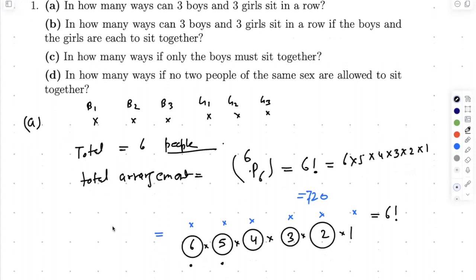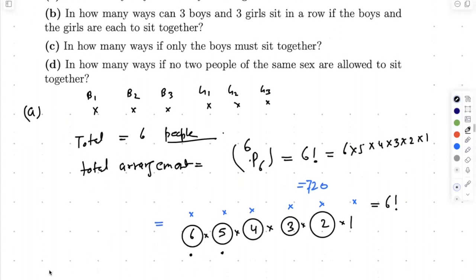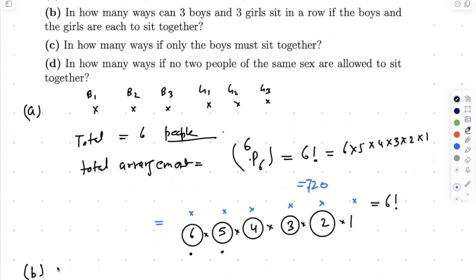The next question is part B. Just look at part B. In how many ways can three boys, I should use a highlighter, and three girls sit in a row if boys and girls are to sit together? The question here is the boys will sit together and the girls will sit together.